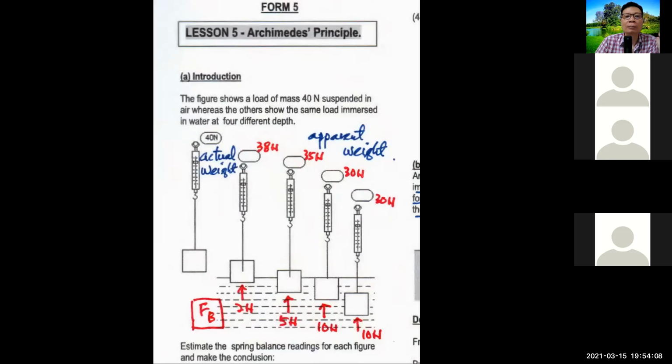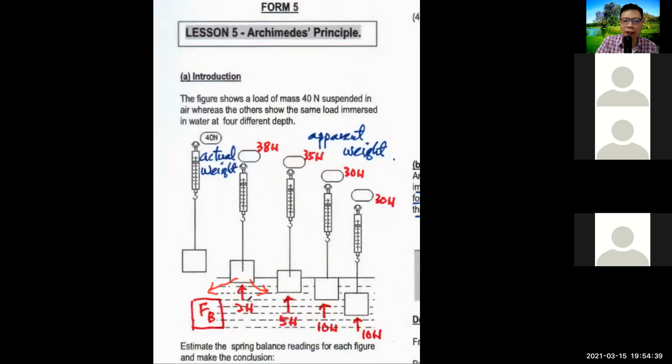Okay, now you need to know where these 2 Newton, 5 Newton, 10 Newton come from. Actually, all this buoyant force comes from the water displaced by the object. Because when you put the object inside the water, the object actually pushes aside the water, isn't it? We say it displaces the water.